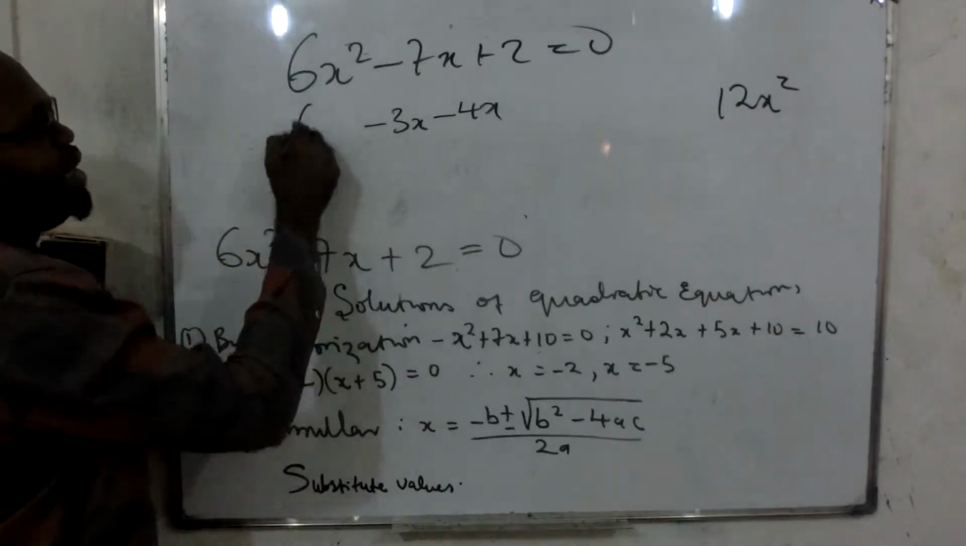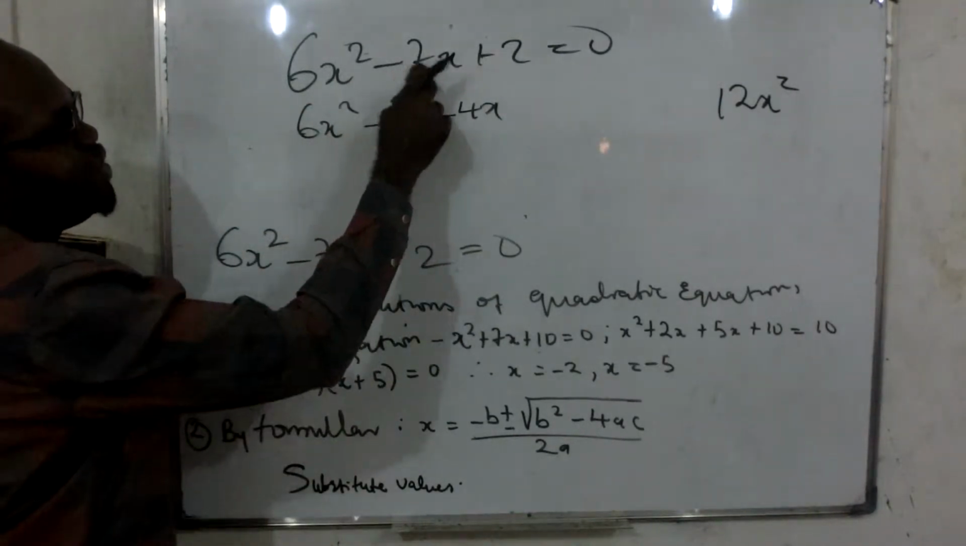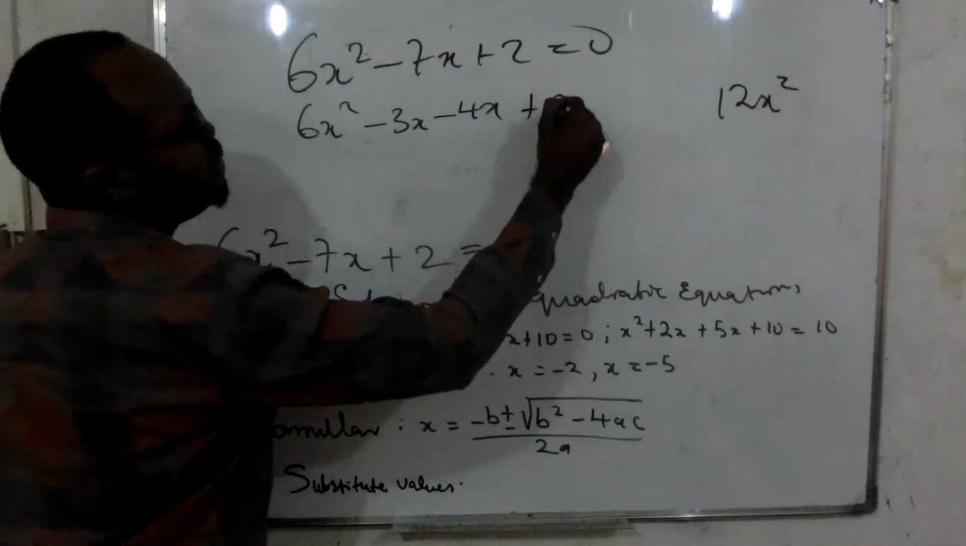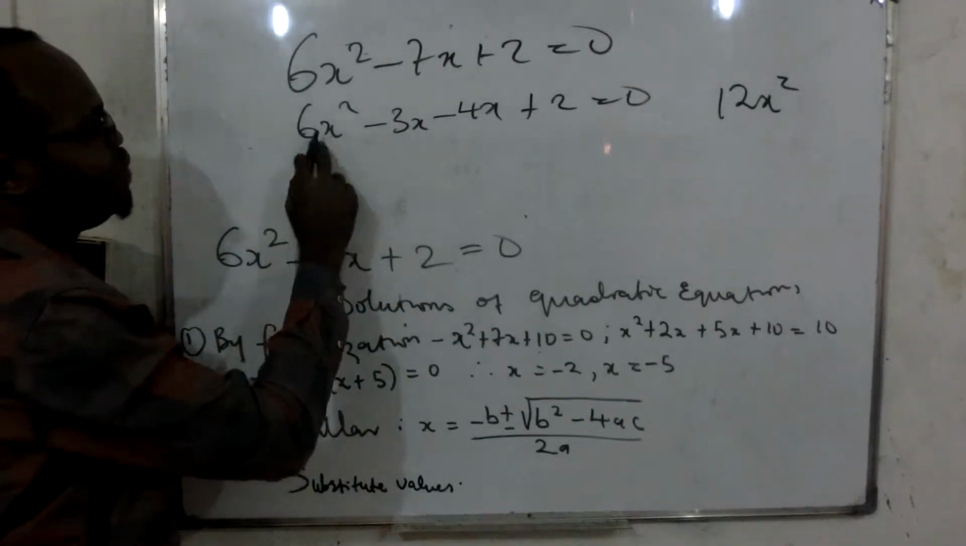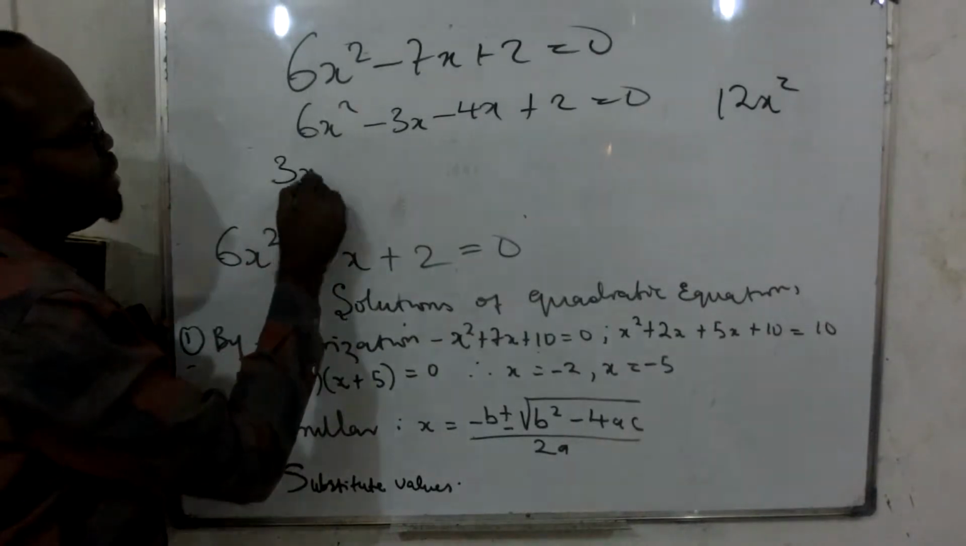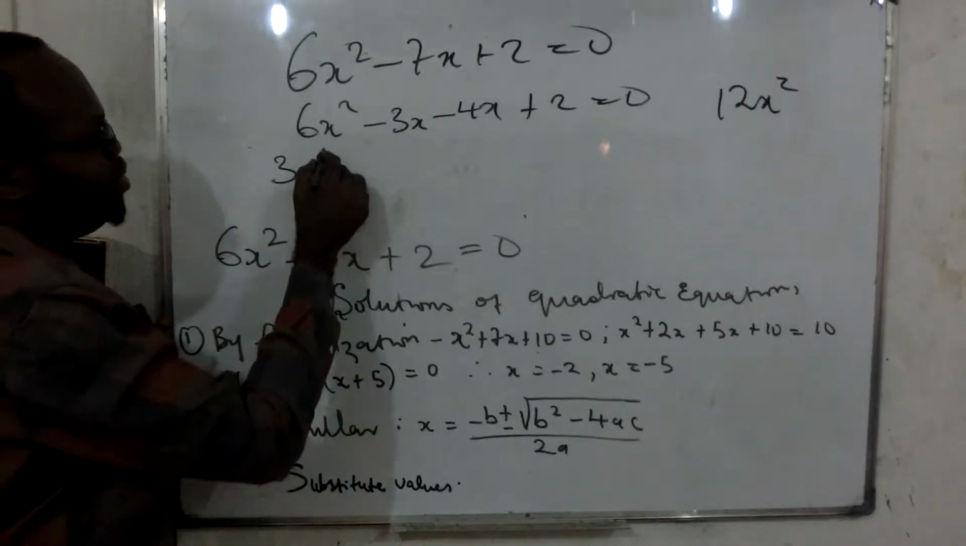Then I'll write this one down, 6x squared. In place of this, I'm now having this. Then I have plus 2 equal to what? 0. Isn't it? Then I factorize. What is common between this and this? 3x. Isn't it? Open brackets.